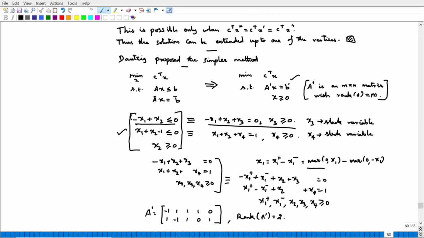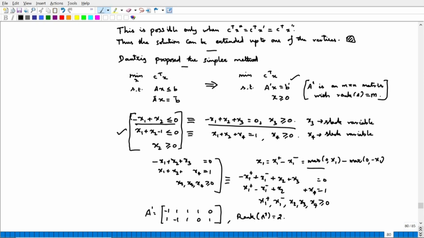Okay. So, we have actually converted, at least in this example, a constraint set of the form Ax less than or equal to b into a form where it is A dash x equal to b dash and x is non-negative. Okay.